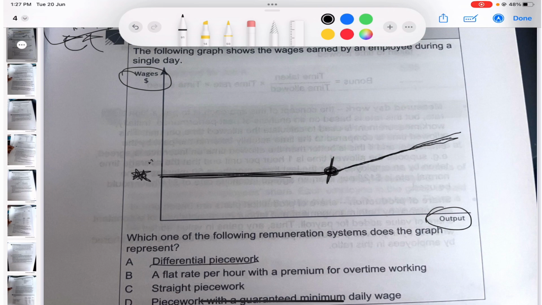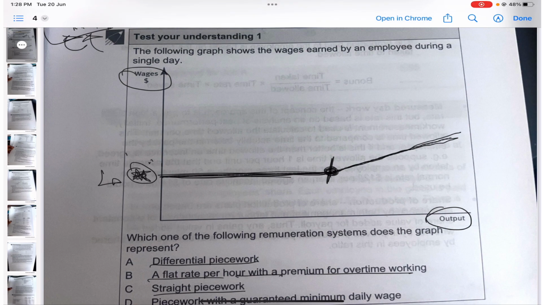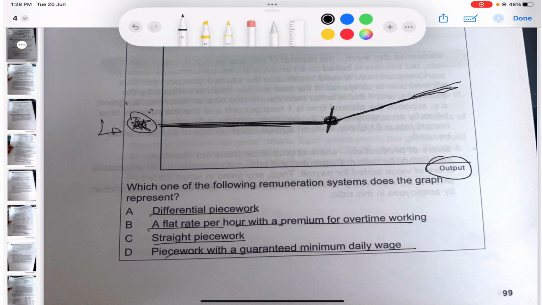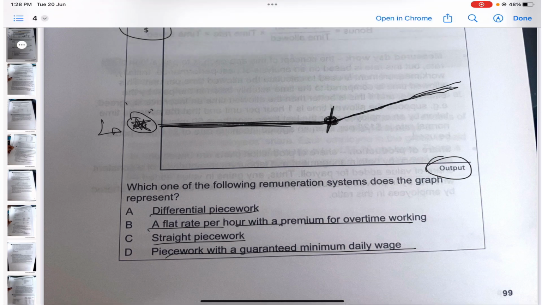Is it differential piecework? No. Why? Because differential piecework is an output based system. As my output increases, my wages would also increase. But here you can see it was stagnant, first thing. Second thing, a flat rate per hour with a premium for overtime working. Okay, straight piecework. Straight piecework would not look like this. Straight piecework would mean that all the units are going to have the same price. Piecework with a guaranteed minimum wage rate. So the answer is D.